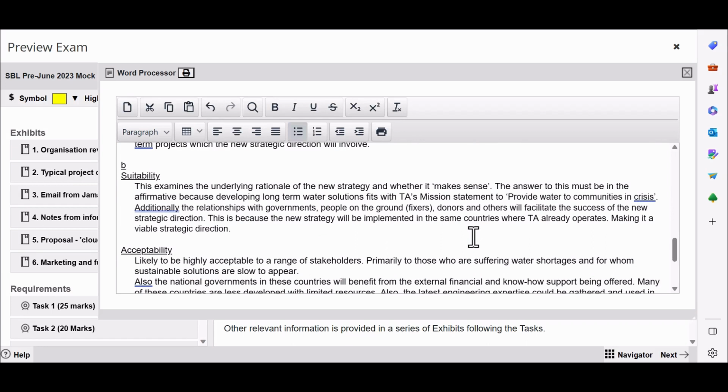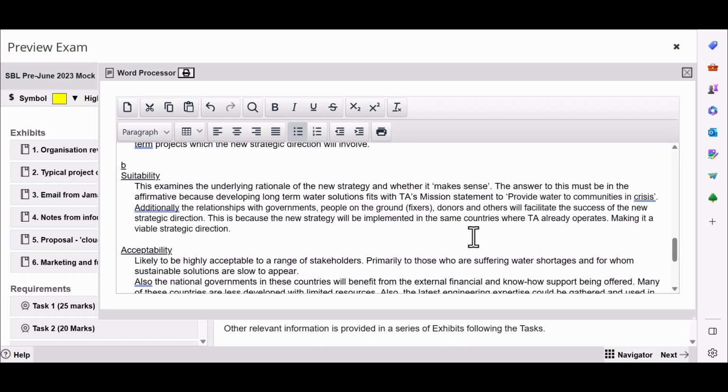So the answer to this must be in the affirmative because developing long-term water solutions fits with TA's mission statement to provide water to communities in crisis. So here we are talking about suitability, but also bringing in some information from another exhibit. And that is what the marker wants to see. The examiner expects that your answer combines data or information from different exhibits, as you would in the real world. It's not that all your answers to problems in the real world are in one place. They are never like that.